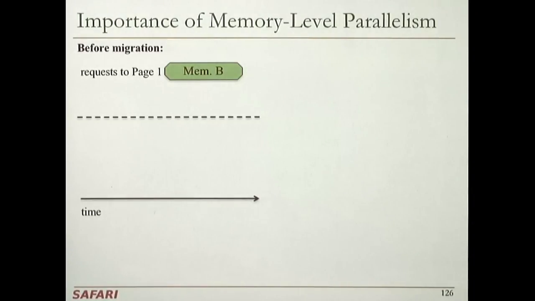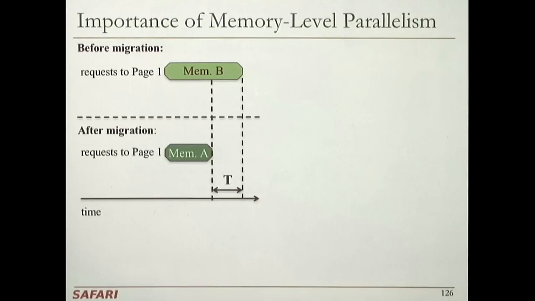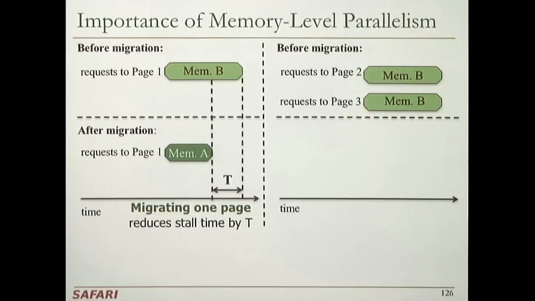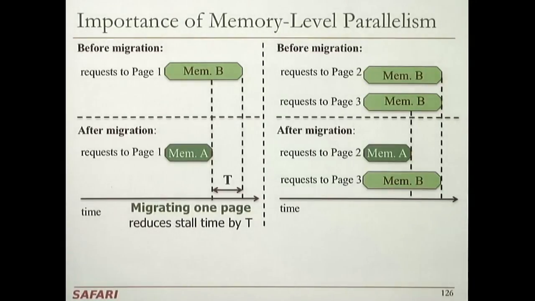And you will empathize with this. For example, if you have this request to page 1 in memory B, it takes longer. But if you migrate it to memory A, that's fast. Now you can service those requests much faster. Now, this is good. Migrating one page, in this case, reduces stall time by some amount, right? Because that's the only page that has outstanding requests. But if you have 2 pages that are accessed in parallel, migrating one page doesn't help. Right? And you know this by now very well.